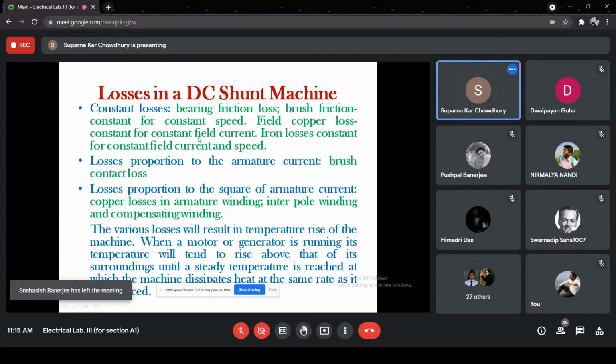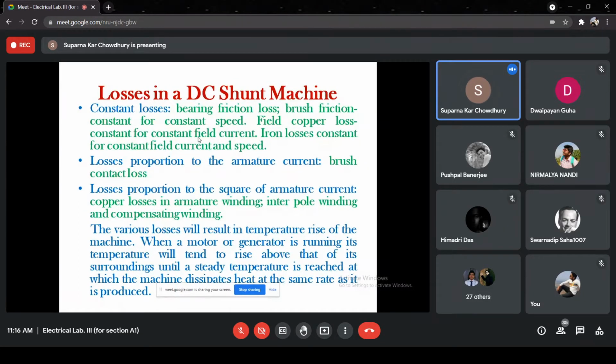Now, the loss proportional to the armature current is the brush contact loss. The losses proportional to the square of the armature current are copper losses in the armature winding, interpolar winding, and compensating winding. The interpolar and compensating windings, you know, are in series with the armature winding. This is a small machine, so we do not have the compensating winding and others.